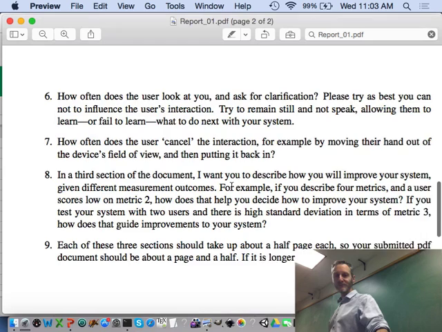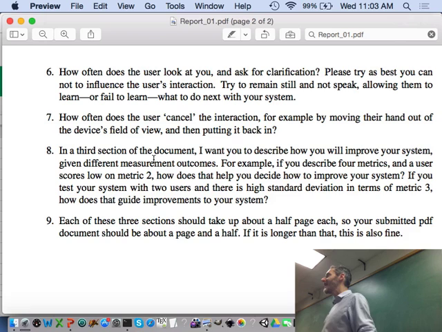How often, for example, does the user cancel the interaction? Are they shaking their hand? How often does their hand go out of the field of view and back in? What other sorts of things is the user trying to do? How often do they swear at your system? How often do they whatever, right? Okay. You tell us what those metrics are, and it should be clear from those metrics how you're going to record it.